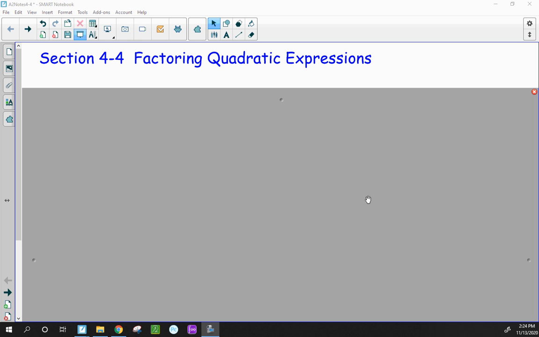Algebra 2. We are still in the unit with monomials and polynomials, but we're going to switch to factoring today. And this is an extremely important concept that you need to learn for Algebra 2. It's one of those math concepts that you'll continue to use throughout the rest of your math classes. So factoring quadratic expressions. Quadratic just means that a lot of these problems will have powers of 2.